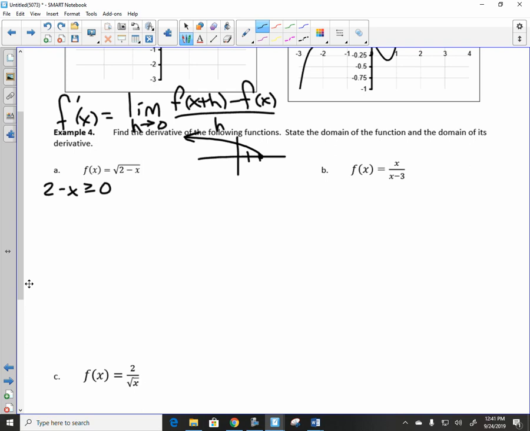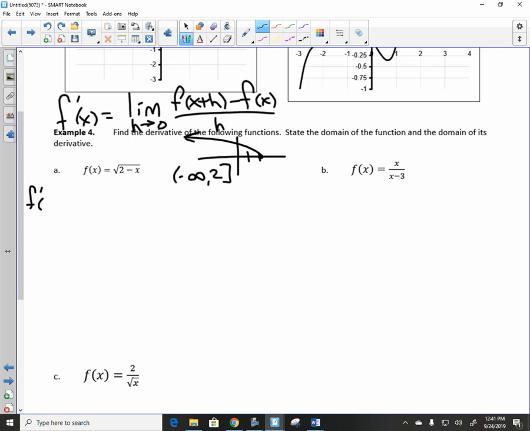Josie said it must be positive. And when you solve for that, you get negative x is greater than or equal to negative 2, or x is less than or equal to 2. So your domain is from negative infinity to 2. So that's the domain of the original function. Are we all on the same page there? And what you need to know is that its derivative is going to have a very similar domain. Watch how the domain of the derivative is similar to that, but slightly different. And here's what we have.